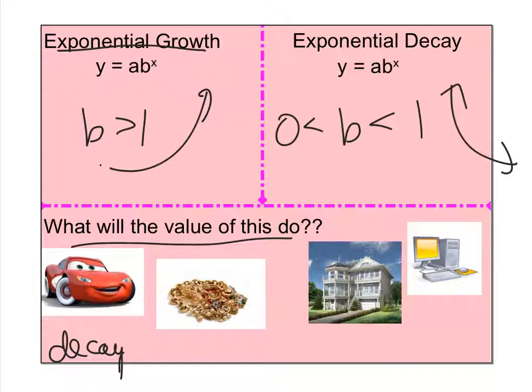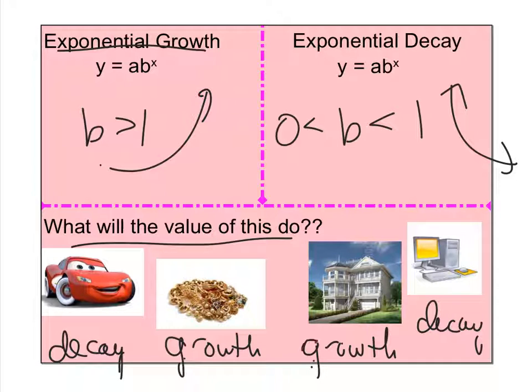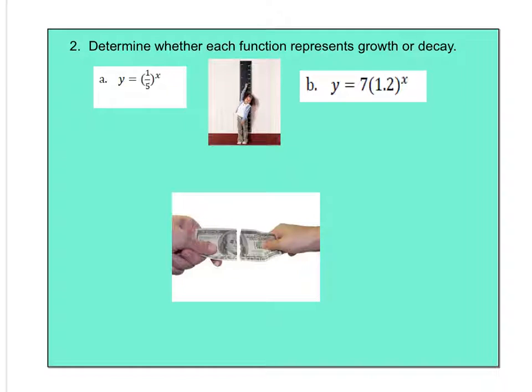Gold fluctuates up and down, but for the most part, it will grow. A house will fluctuate up and down, but for the most part, it will grow. And electronics, computers, they definitely decay. They are never worth nearly as much as when you first buy them. So cars decay. Gold, houses, jewelry, that fluctuates because sometimes it can go up, sometimes it can go down, but electronics definitely do decay.